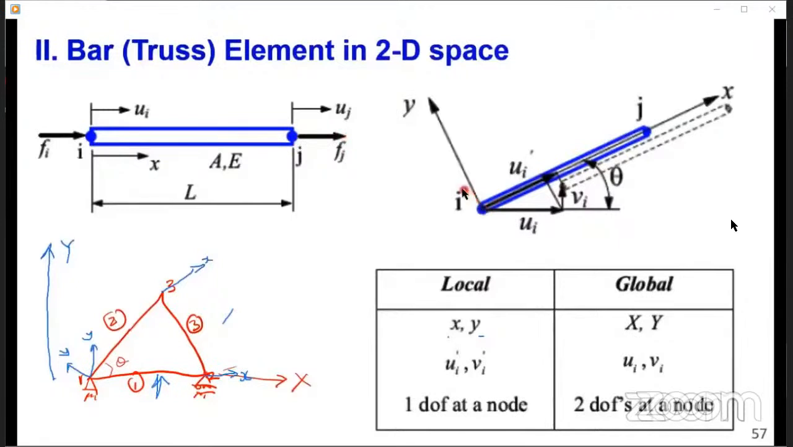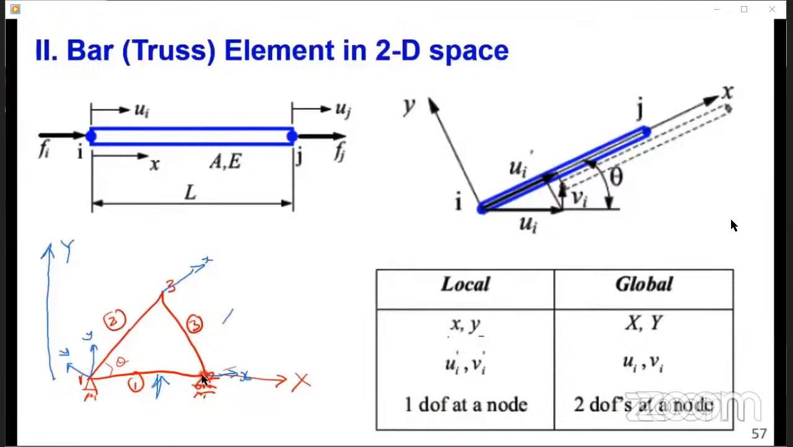Now, because we are going to have a component in the y direction, remember the method of resolution of the joint, we are going to have multiple components. That's why we introduce u and v now. In the local coordinate system, of course, we have one degree of freedom at a node. But in the global coordinate system, because now we have U and V, horizontal and vertical displacement. Remember, we are talking now about displacement, the displacement at this node.